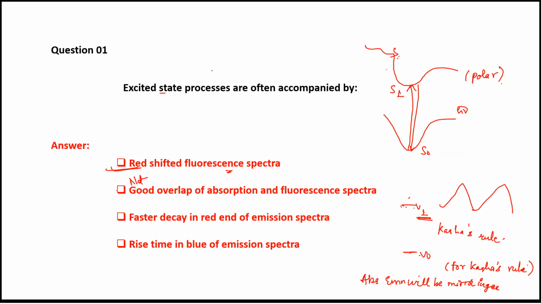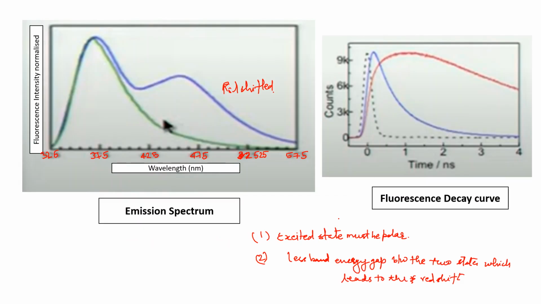Now, there is not a good overlap between the absorption and fluorescence spectra. Then the second is faster decay in the red end of the emission spectra and rise in time of the blue end of the emission spectra. So how can we explain that? Suppose your molecule undergoes some processes. In that case, we can study this through the fluorescence decay curve. Now how is it done?